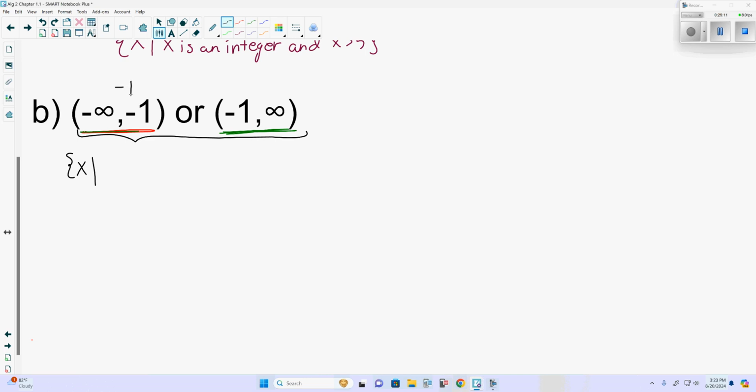So here, our endpoint is negative 1. Now with inequalities, we will not have infinity or negative infinity. So we'd have x. Since we have two separate statements, we'll have x twice. For this first one, we're going from negative infinity to negative 1, so x is less than negative 1.